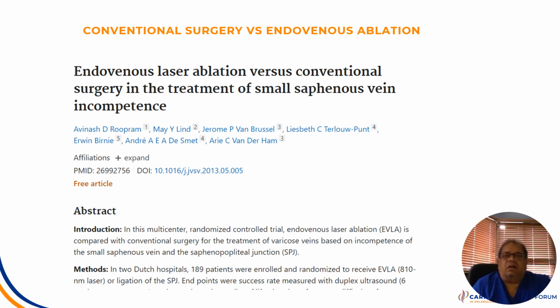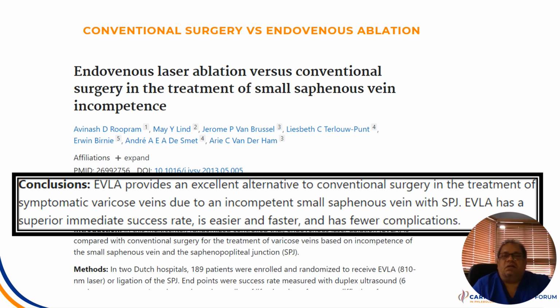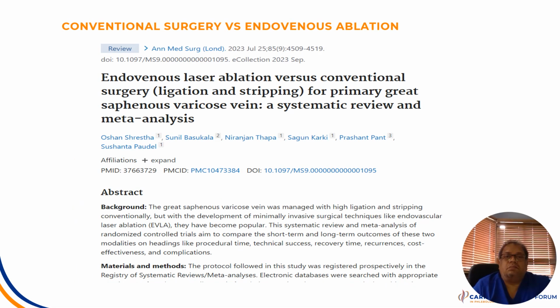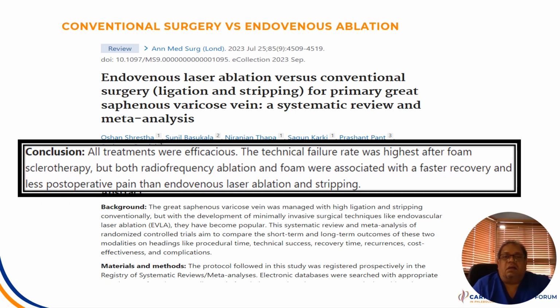And there exists out there a myriad of papers that demonstrate that endovenous ablation is by no doubt state of the art. For example, this paper confirms that endovenous laser ablation provides an excellent alternative to conventional surgery. Again, another big series demonstrates the success rate with both endovenous laser ablation, radiofrequency ablation, and less so ultrasound-guided foam sclerotherapy.